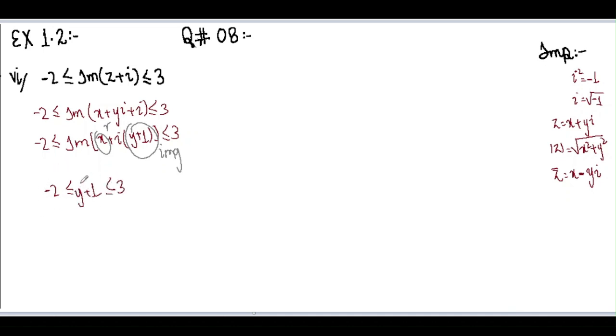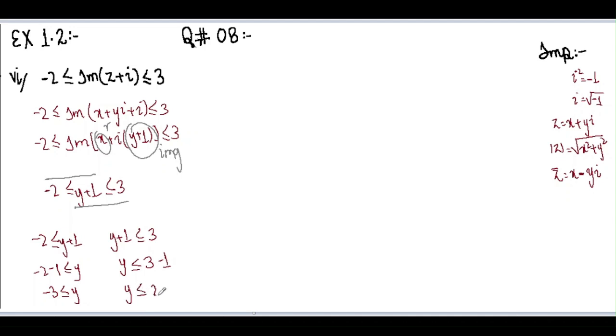Now we are going to separate both these inequalities. First of all, we are going to solve this whole term and then we are going to solve this whole term. So we get here minus 2 is less than equal to y plus 1, minus 2 minus 1 is less than equal to y, and minus 3 is less than equal to y. And with this inequality we get y plus 1 is less than equal to 3, y is less than equal to 3 minus 1, and y is less than equal to 2.